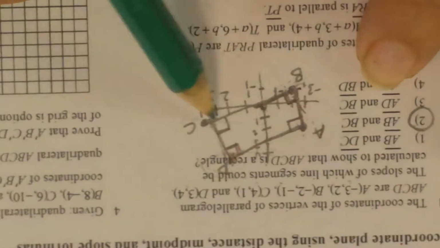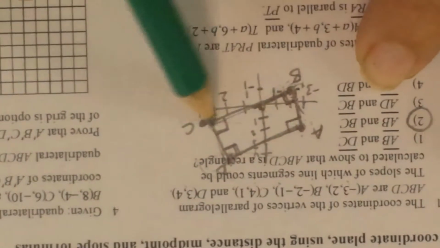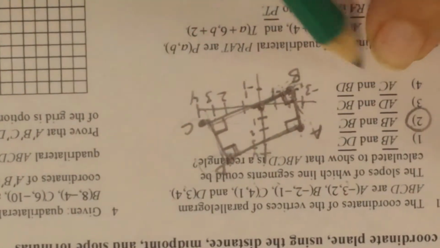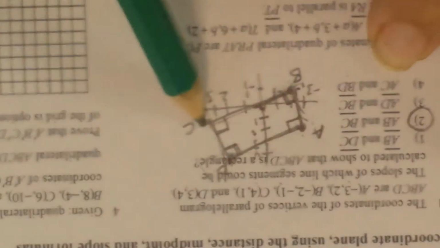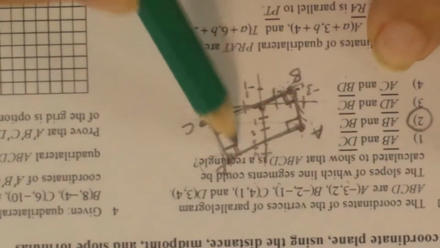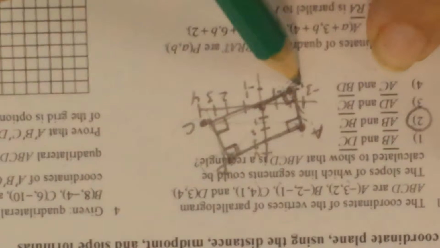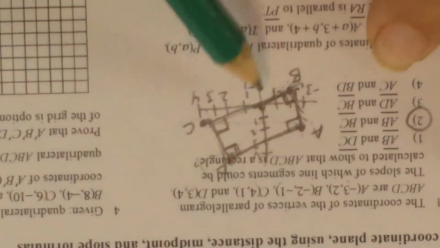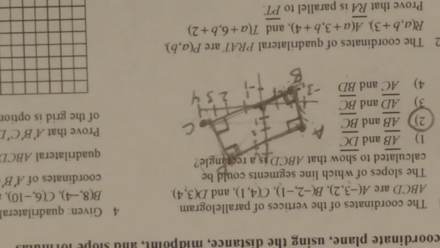AD and BC. If I proved that with slope, I'm proving that they're parallel. AC and BD. If I prove that slopes of diagonal are perpendicular, I'm proving 90s in the middle, which will be a rhombus. Okay, so that's pretty much all that we're going to do for every single question.